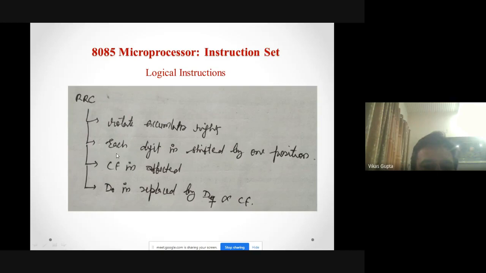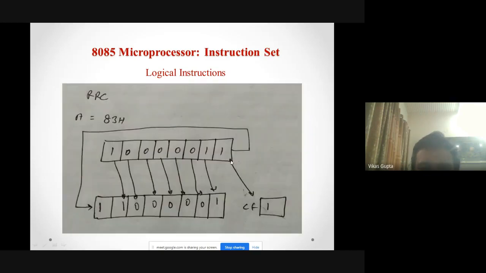Then rotate accumulator right. When we move right, what will happen? The D0 bit will fill the carry flag. Then D1 will become D0, D2 will become D1, and ultimately D7 becomes D6. So this empty cell is filled by D0. In the case of RLC, it was filled with D7, but here we are filling this with D0. So this is the case of RRC.